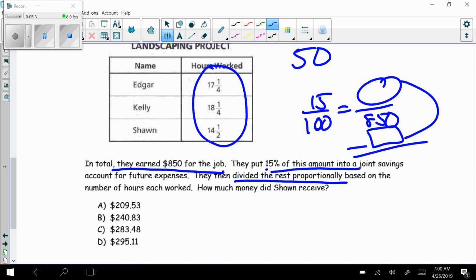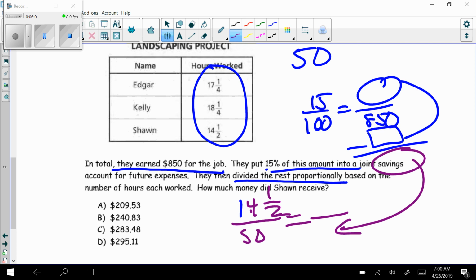Then it's figuring out how they divide it. So Sean worked 14 and a half hours. So clearly he does not get as much as Kelly, who worked 18 and a fourth. How we figure that out is Sean worked 14 and a half out of the 50 hours. This is where the 50 comes in. And whatever you get here goes there, because the 50 hours represent all the money that's left over after the 15% is put away.